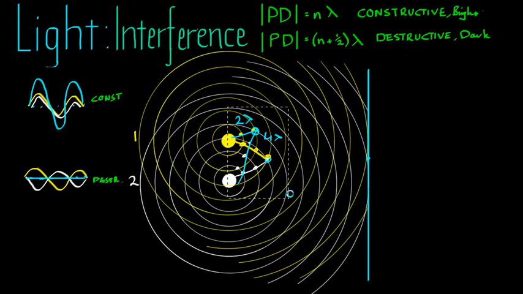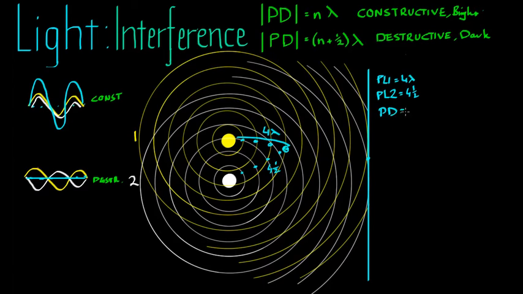So let's look at an example of destructive interference. Where's a good example? We'll try and go on this line here. We'll pick this point. So this point here is 1, 2, 3, 4 wavelengths from yellow, and 1, 2, 3, 4 and a half wavelengths from white. So PL1 is equal to 4 wavelengths, PL2 is equal to 4.5 wavelengths. The path difference equals 4.5 wavelengths take 4 wavelengths, that's a half wavelength.